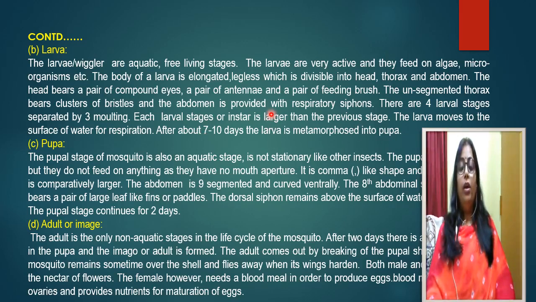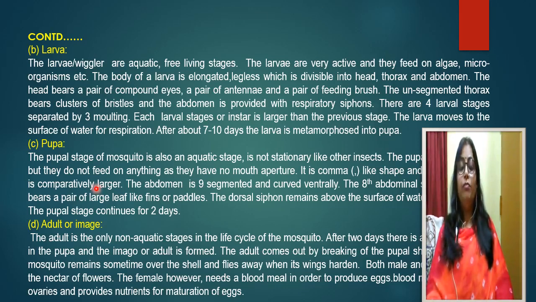Larvae have four stages, and each is converted into the next by molting. So each larval stage or instar is larger than the previous one. The larva moves to the surface of water for respiration. After 7 to 10 days, the larva metamorphoses into pupa.